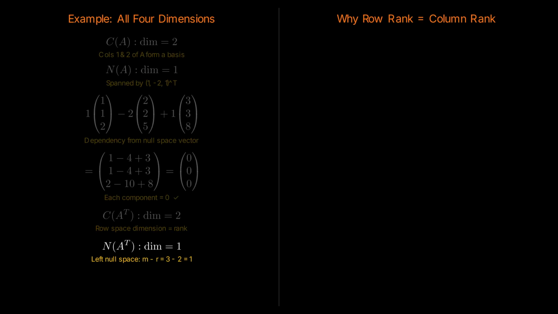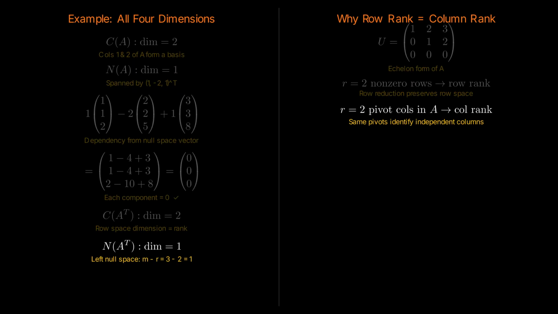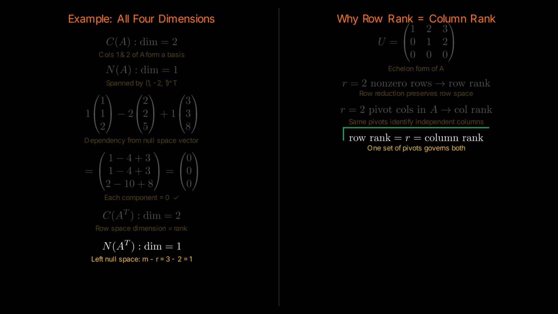has dimension 1. Now, why does row rank always equal column rank? Row reduction changes individual rows but preserves the row space. The echelon form U has R non-zero rows spanning that row space, so the row rank is R. The same pivots identify R independent columns in the original matrix spanning the column space, so the column rank is also R. One set of pivots, one rank R, governs both spaces.